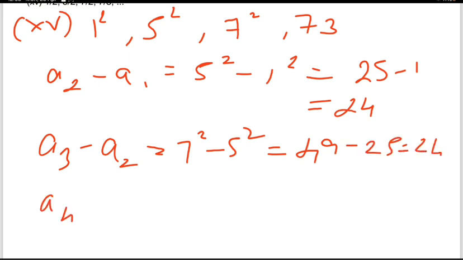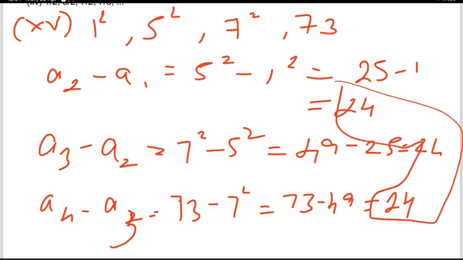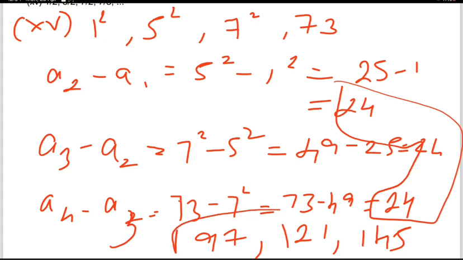And a4 minus a3, sorry, a4 is 73, minus 7 square. That is 73 minus 49, that is 24. So common difference is the same. So we can say it is an AP. So let's write the next 3 terms. So after 73 we just need to add 24: 73 plus 24 is 97, and 97 plus 24 is 121, and 121 plus 24 is 145. So these are the next 3 terms of this AP.